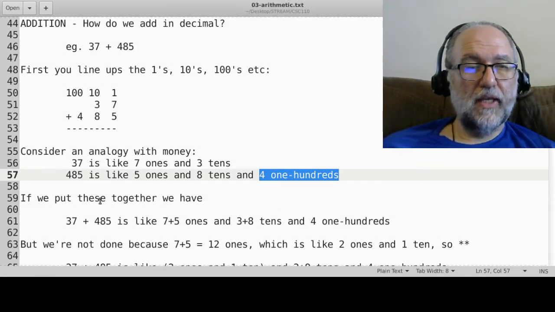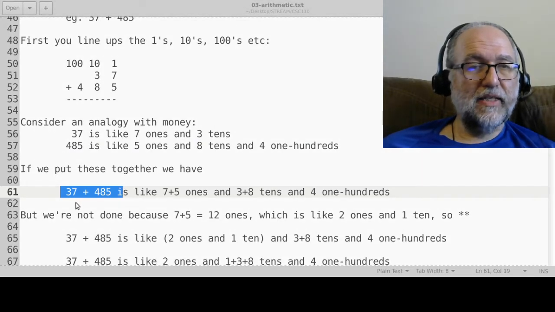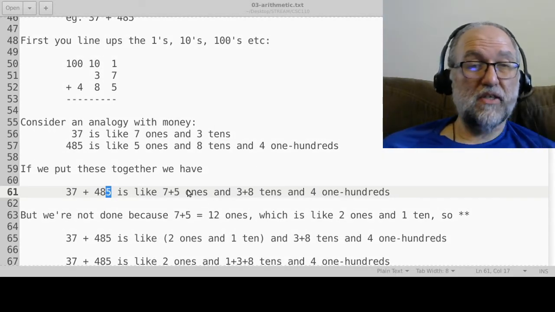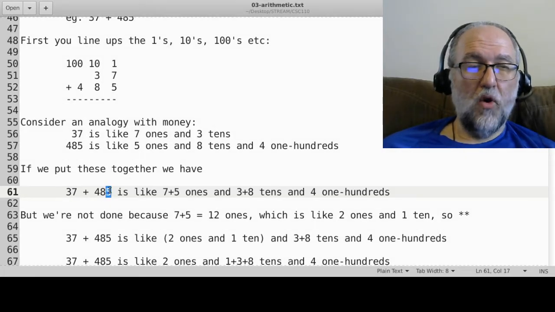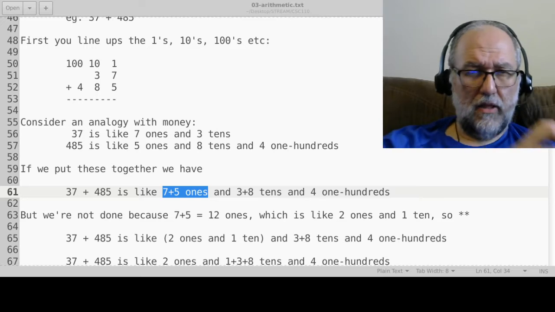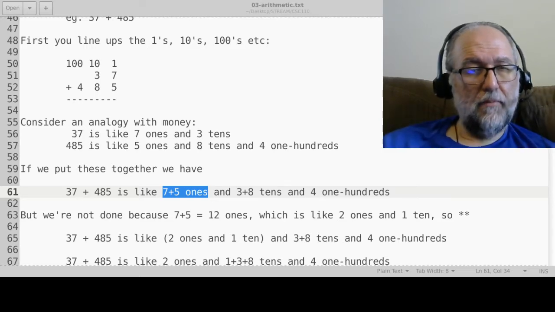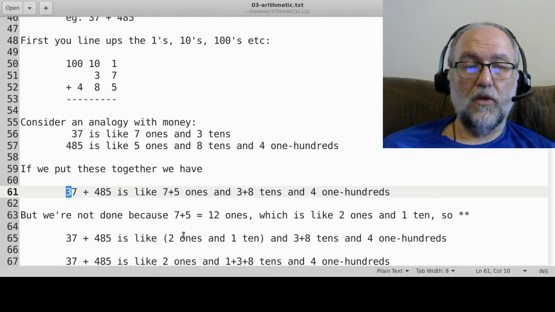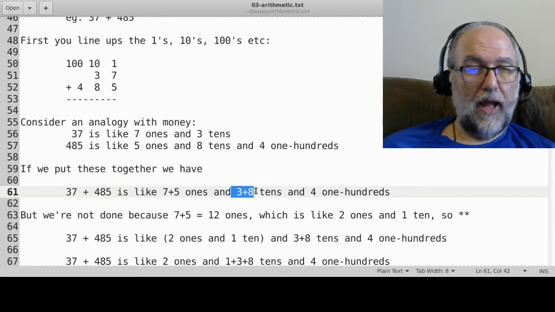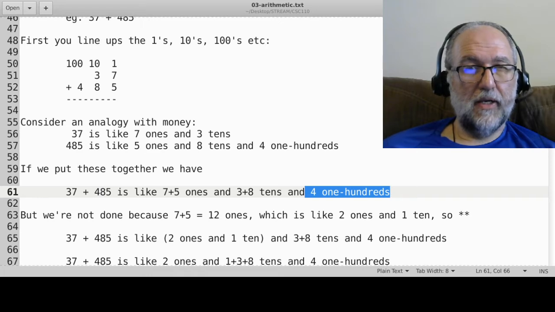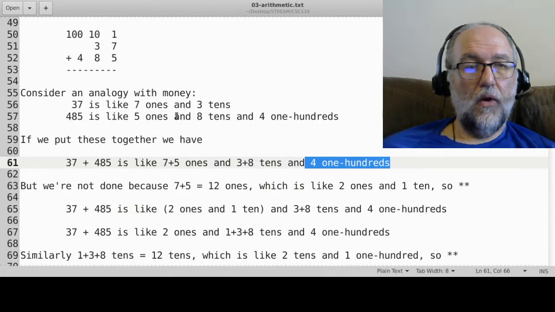When you put these two numbers together like that, you could say, look, this 7 and this 5 are in the ones column. So I have 7 ones from this one, and 5 more ones from that one, for a total of 7 plus 5 ones. Do you see how I did that? I had 7 ones from the first pile and 5 ones from the second pile. So altogether I have 7 plus 5 ones. Same thing with the tens. I would have 3 tens from 37 and 8 tens from 485, so altogether I would have 3 plus 8 $10 bills. And then finally I would have 4 $100 bills, because that's all by itself. That's what I would give you.